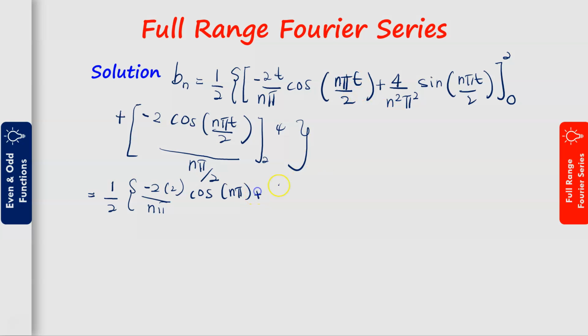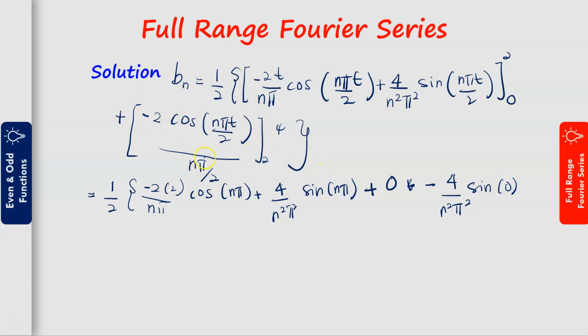And then plus 4 over n squared pi squared sine n pi. And then minus, plus the lower limit here, minus negative, so plus. But remember we have this t, which means here plus 0, because 0 times all this equals 0. And then plus here minus 4 over n to the power of 2 pi squared, sine 0.